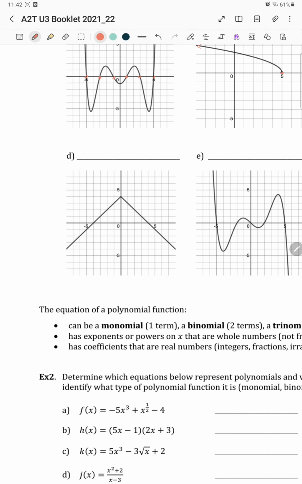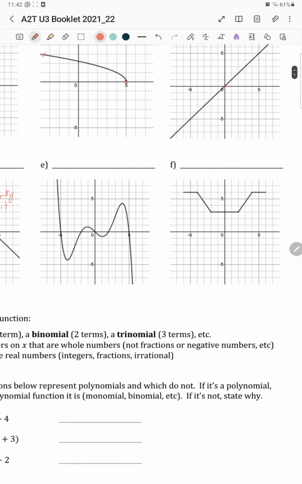Okay, it has a pointy bit. If we have a pointy bit, it's not a polynomial. Okay, it's never ending. Yes, it's a polynomial. And 1, 2, 3, 4, 5, of degree 5. And this is ending over here and over here, so it's not a polynomial.